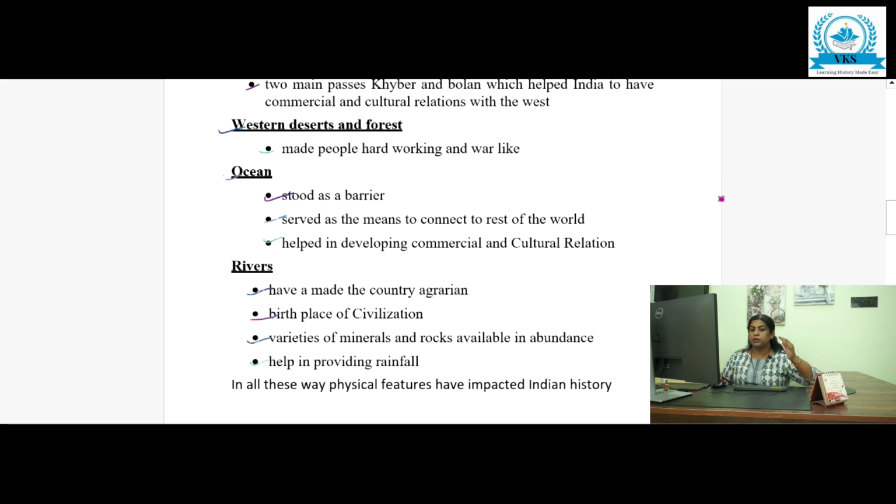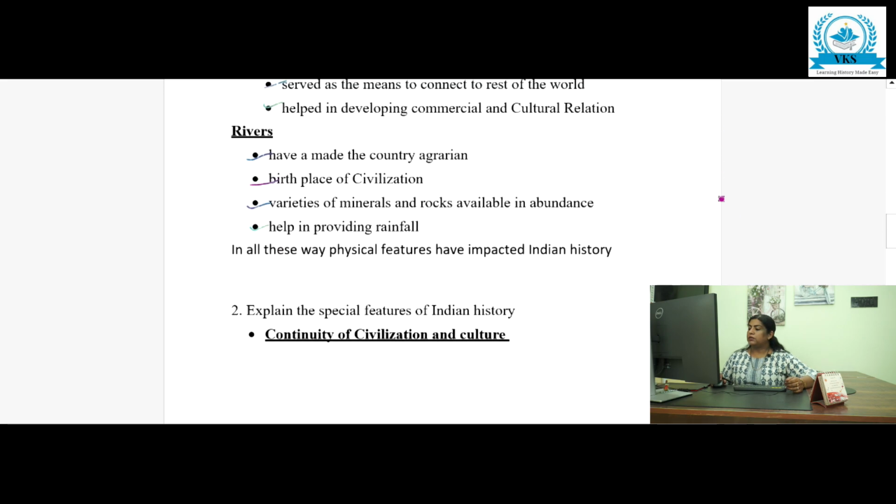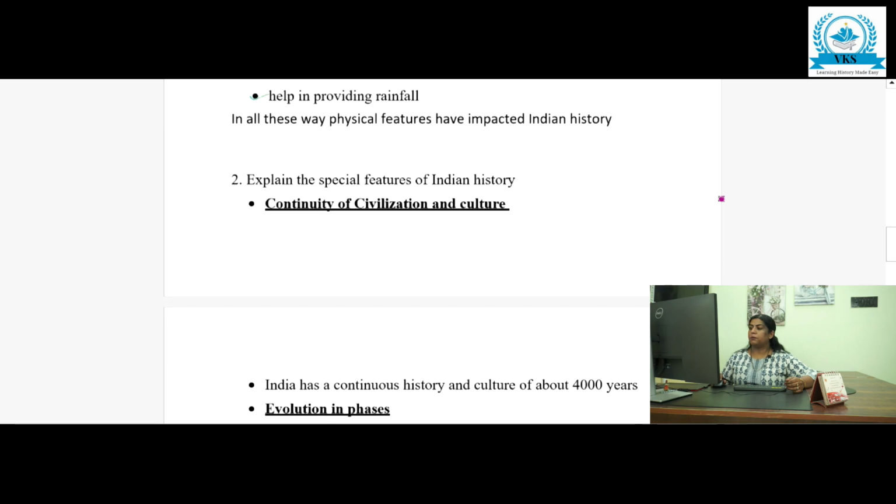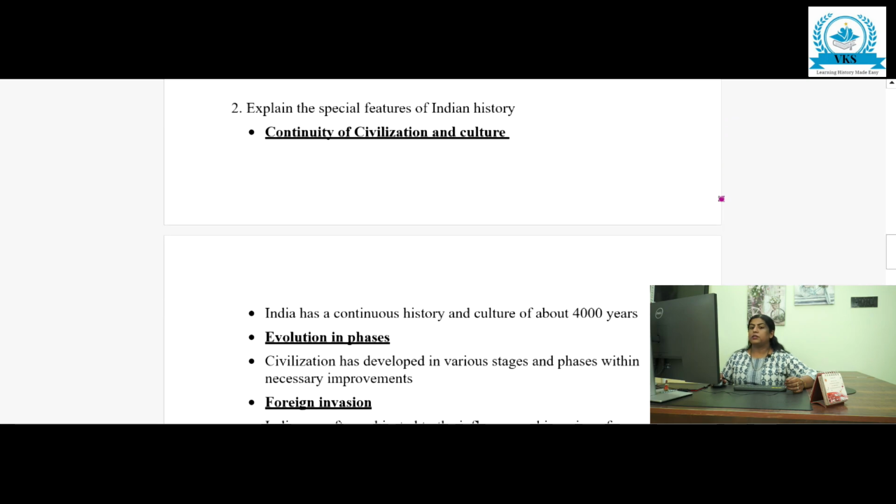So when you remember these main points, an explanation you can write in your own words. Now coming to the second important 5-mark question, explain the special features of Indian history. So what are the special features? First one, continuity of civilization and culture. India has a continuous history and culture of about 4,000 years. You can explain it in detail.